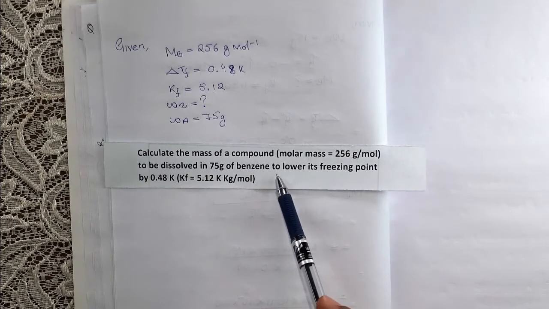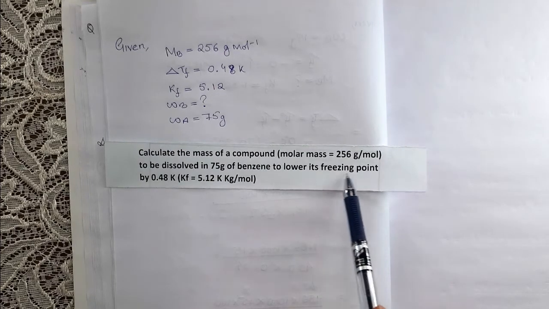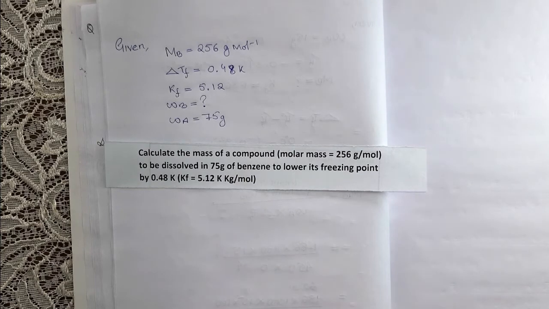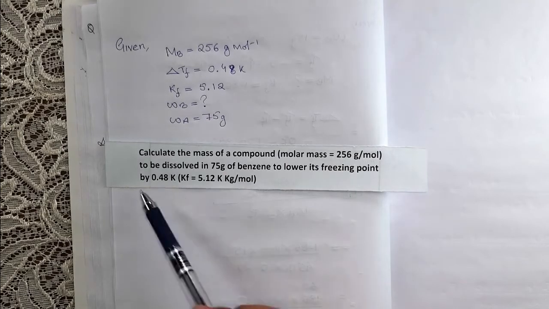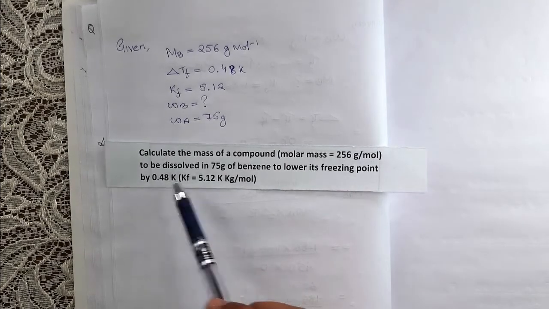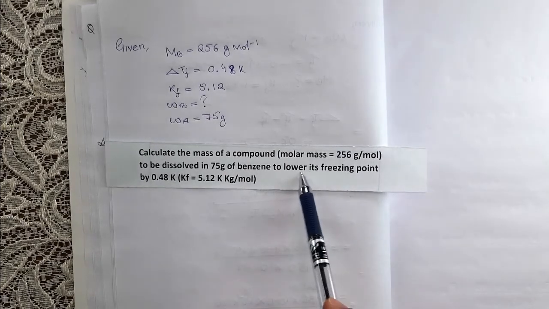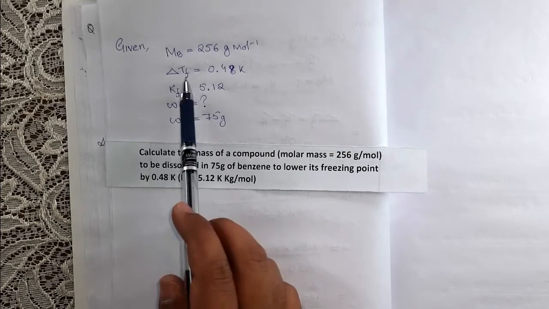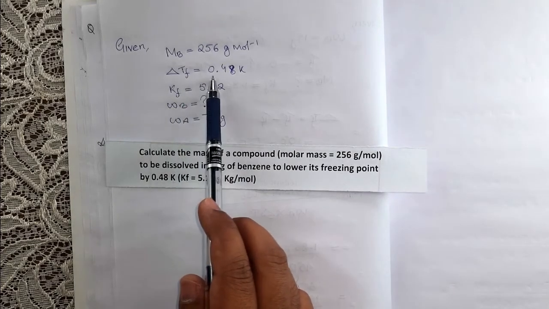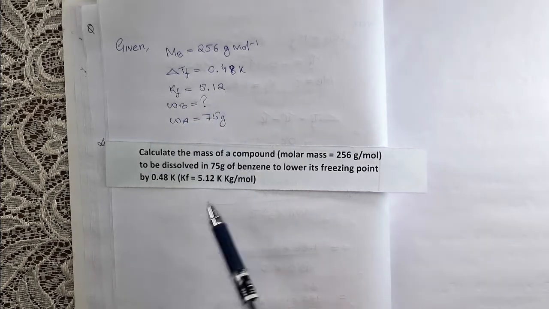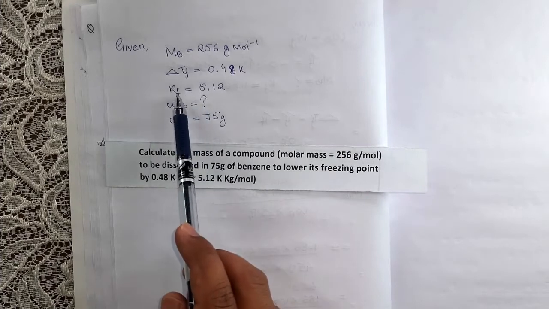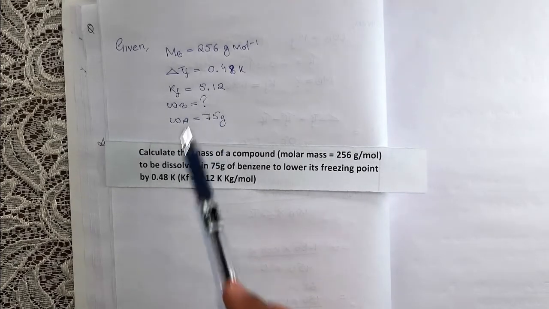Then after that we have benzene to lower its freezing point. So previously I have said that depression in freezing point is lowering of freezing point. So lowering its freezing point by 0.48 Kelvin, that means it is delta Tf. So delta Tf is 0.48 Kelvin. Kf is given. Kf is equal to 5.12.